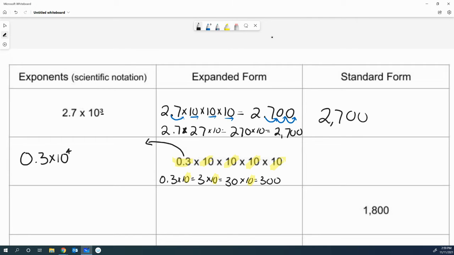So we need to multiply it by 10 one more time. Times 10 again, is it going to equal 3,000? So there's our answer for that one. Let's do it in the other way as well. So we've also got our 3/10.